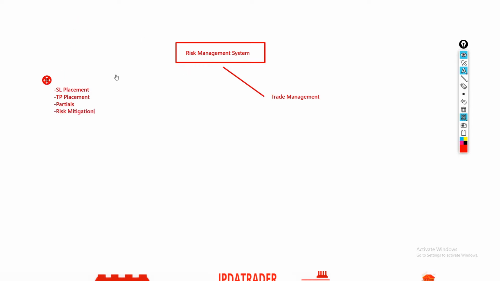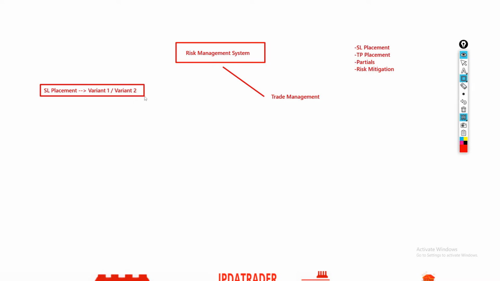So let's move this to the side, and let's start over here with stop loss placement. So the rule for stop loss placement that we're going to be using is variant 1 / variant 2. If you're confused with this, you should go watch the previous video once again, because variant 1 and variant 2 is covered over there, right? We discussed them very in depth, what they mean, what we do, and how we do it. So that's the rule that we're going to be applying for our stop loss placement.